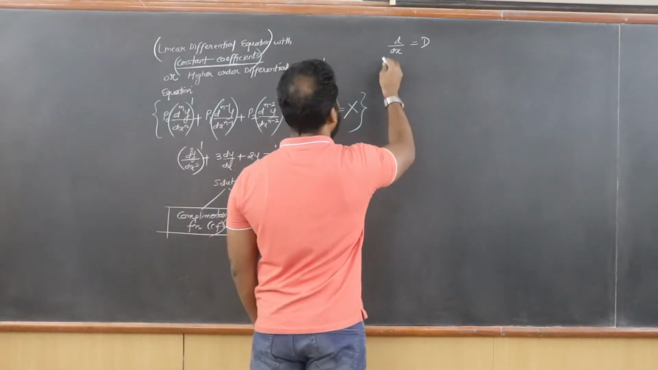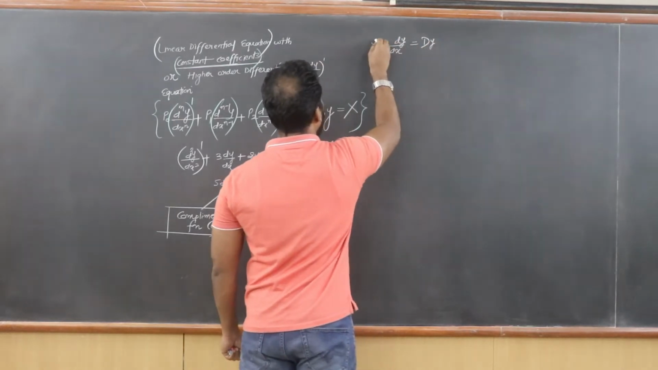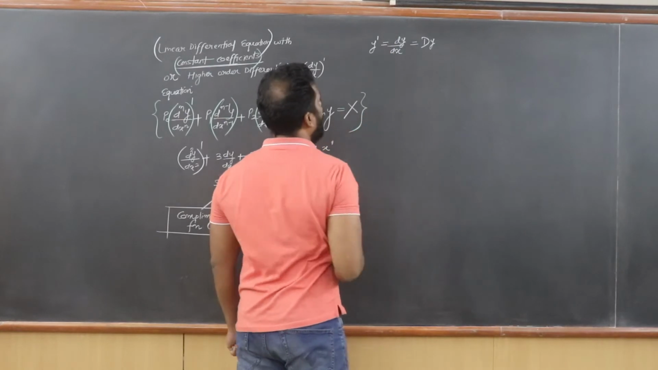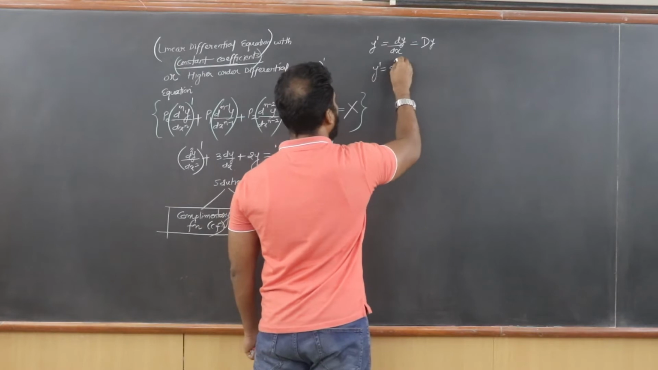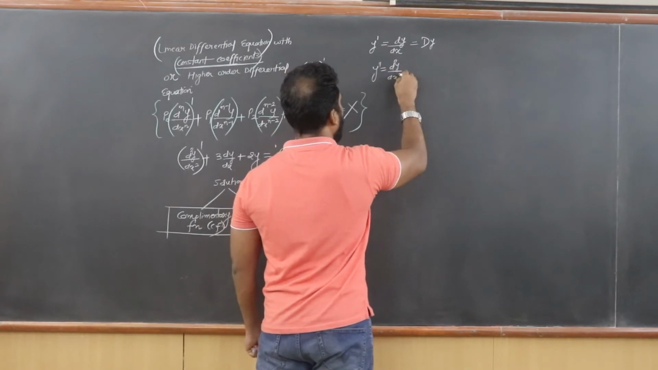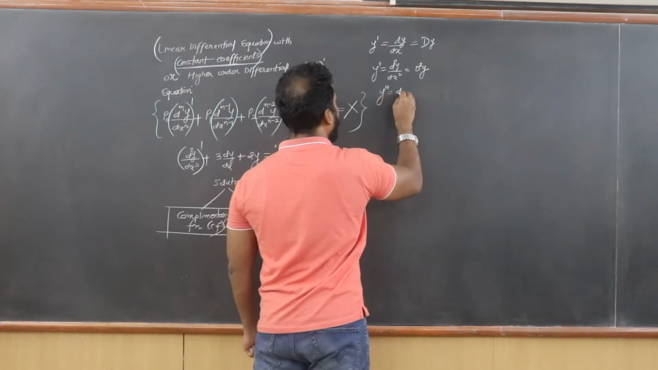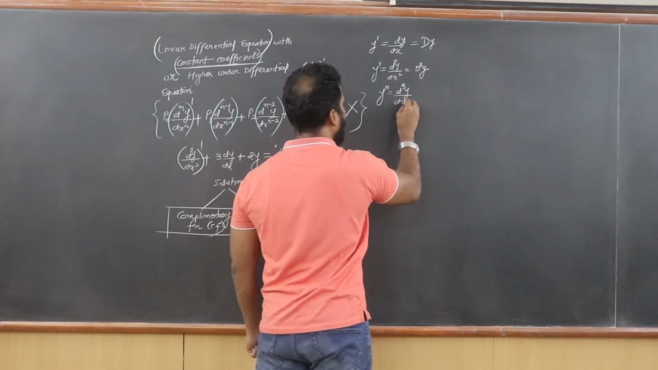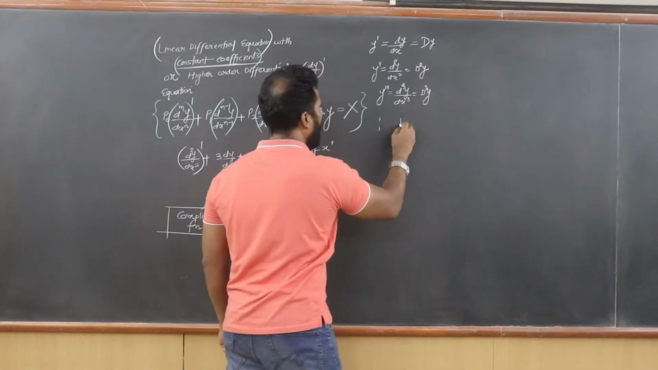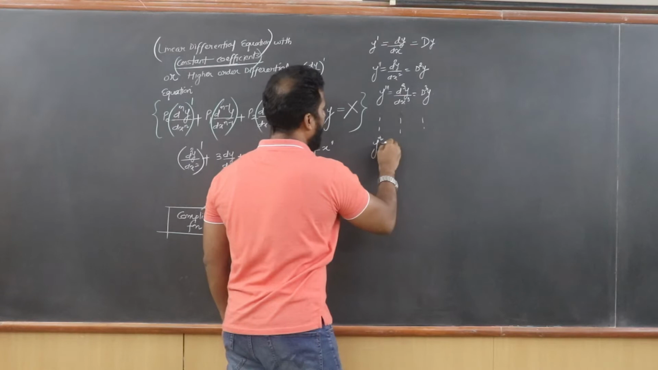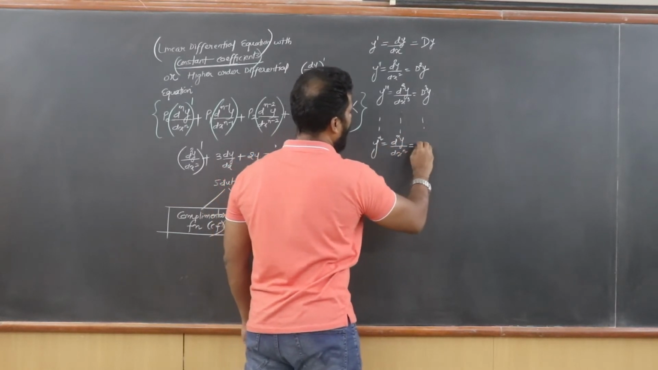Now d by dx, or if you write dy by dx, I can write Dy here. It is also denoted by y1. So y1 is dy by dx. y2 can be written as d2y by dx square, that is D square y. Then y3 can be written as d3y by dx cube, D cube y, and so on. I can get yn, the nth order derivative, d^n y by dx^n, equal to D^n y.